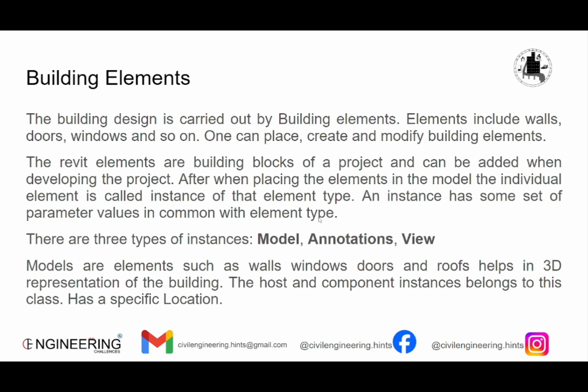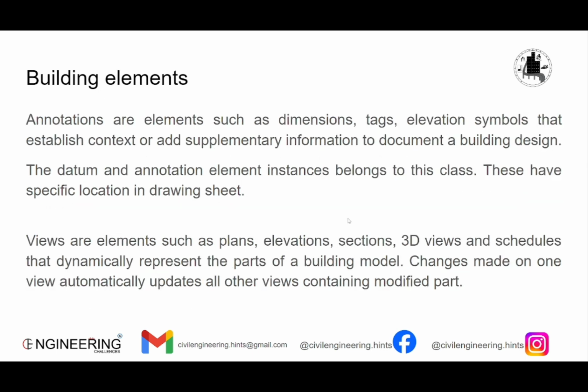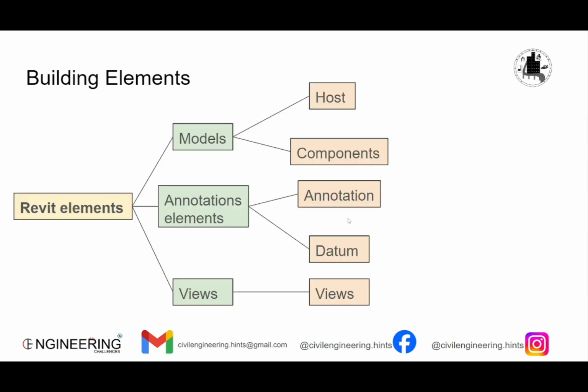Model elements are elements such as walls, windows, doors, and roofs that help in the 3D representation of the building design. The host and component element instances belong to this class. Model elements have a specific location in the building. Hosts are elements such as walls, floors, roofs, and ceilings, which form the basic built-in-place structure of the building. Components are elements such as windows, doors, and furniture which fill out the details of a building design.